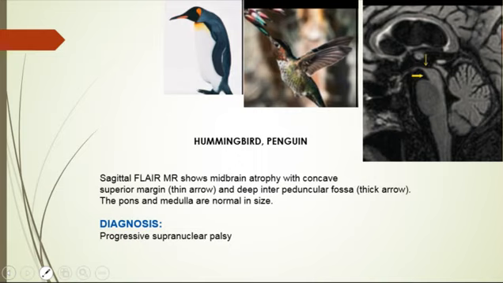So this MR image shows brain atrophy of the midbrain with concave superior margin and deep interpedicular fossa. The pons and medulla are normal in size. This is suggestive of progressive supranuclear palsy, which is an adult onset neurodegenerative disorder, the most common cause of Parkinsonism following Parkinson's disease. First is Parkinson's disease, then is progressive supranuclear palsy. The symptoms include dementia, postural instability, vertical supranuclear gaze palsy, with selective atrophy of the midbrain, tectum, tegmentum, flattened or concave margins, and a deep interpedicular fossa.